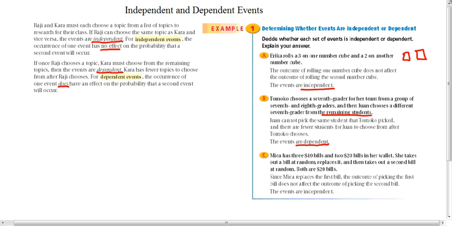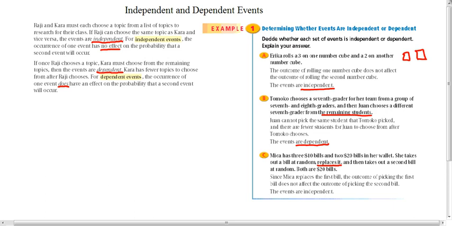Okay, let's take a look at the third one. Micah has 3 $10 bills and 2 $20 bills in her wallet. She takes out a bill at random, replaces it, and then takes out a second bill at random. Both bills are 20s. Okay, now let's think about that. She has 3 tens and 2 twenties in her wallet. She takes out a bill at random. Now, she's going to replace it.